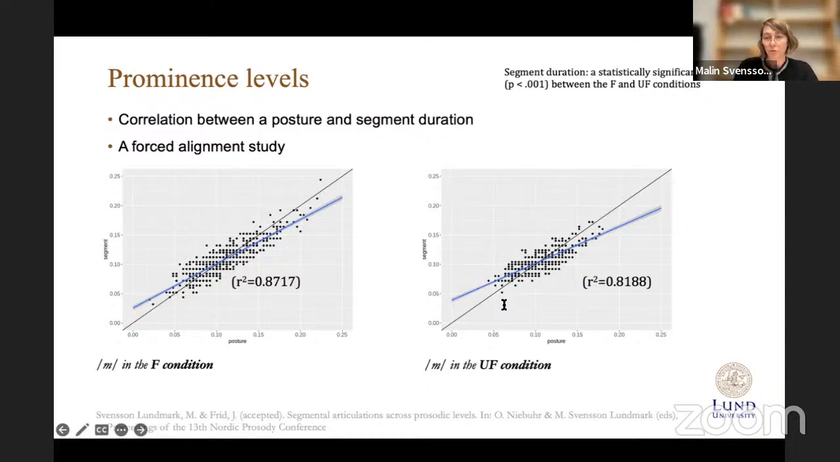So in these graphs, we have the bilabial segment M measured on the lips. And there's a very strong relationship, which can be seen in both the unfocused condition and the focused condition, even stronger for the focused condition. And compared to the reference line, we see a slightly tilted regression blue line. This actually suggests that the relationship between the segment and the posture interval could be nonlinear.